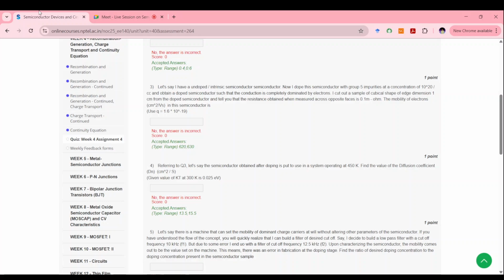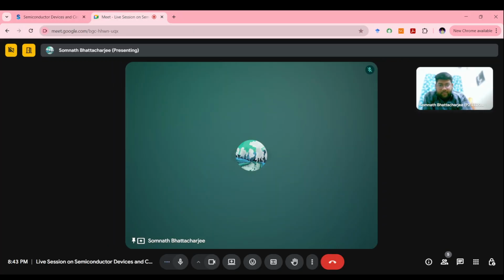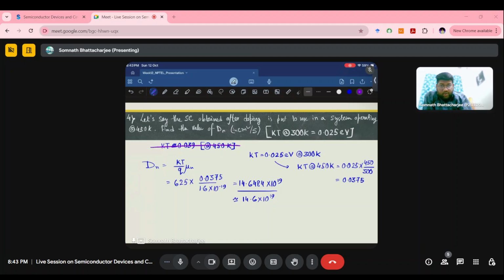So the main issue is that if we had used the earlier value, it would have been outside the range of 13.5 to 15.5, because it was coming out as 18 point something, I guess. So we can't use that value. Okay, so let's move on to the next question.